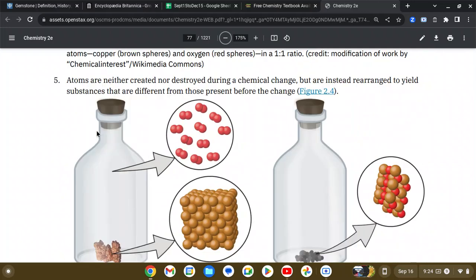Atoms are neither created nor destroyed during a chemical change, but are instead rearranged to yield substances that are different from those present before the change.